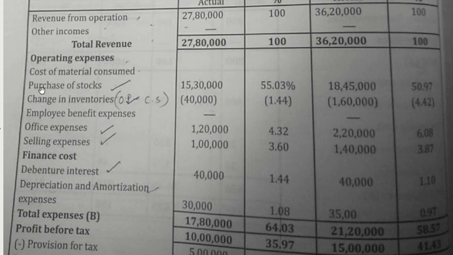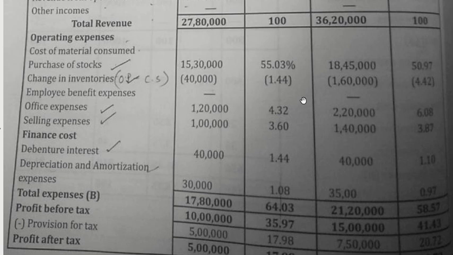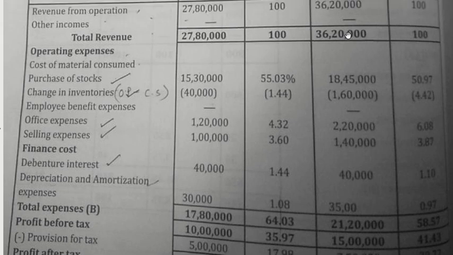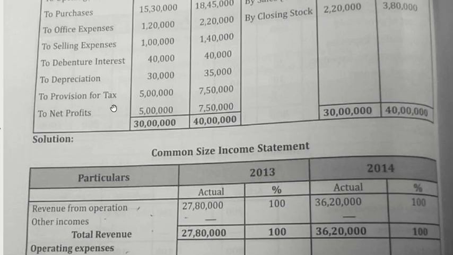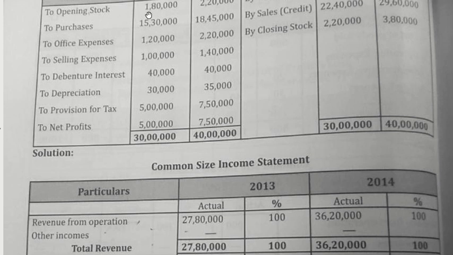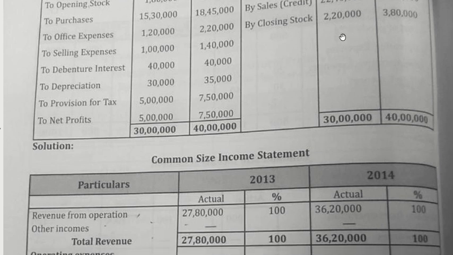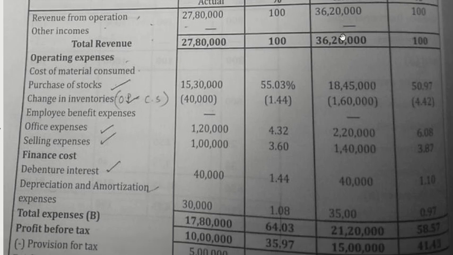So purchase of stock, 15,30,000 divided by 27,80,000 into 100, you get 55.03%. And for 2014, 18,45,000 divided by 36,20,000 into 100, which is 50.97. Changes in inventories is nothing but your opening stock minus your closing stock. So opening stock is what in the year 2013, 1,80,000 minus 2,20,000. So you get minus 40,000.